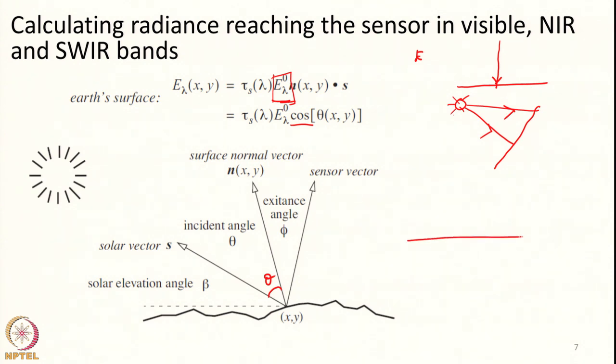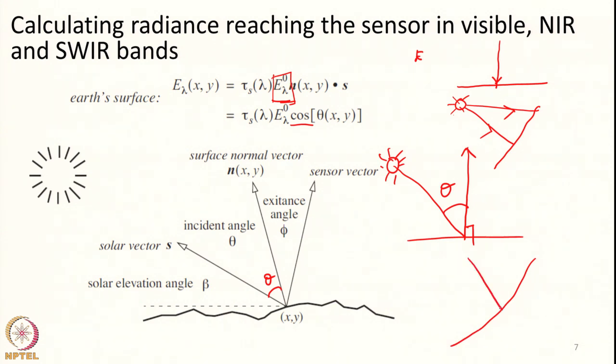Let us say the surface is like this, the sun is here, and this is the normal to the surface, or we can say vertical. At what angle is the sun radiation falling in? If surface is oriented like this, then you have to again draw a normal like this. If the sun is here, you have to calculate at what angle solar radiation is falling in. This is what you call the incident angle.